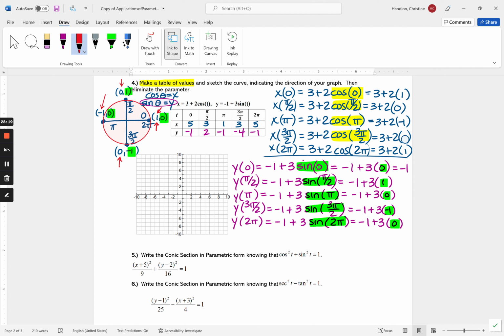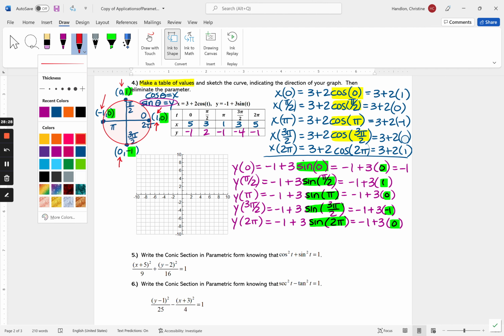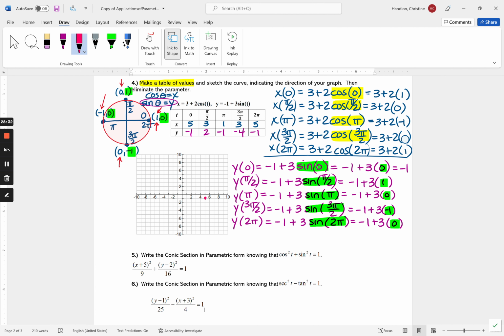So what are we going to do? We're going to take those answers we have in the table and plot these points. So 5, -1 will go right here. It's not writing for some reason. Let's try that again. 5, -1. And then 3, 2. 1, -1. And 3, -4. And 5, -1 tells us to go all the way back again.